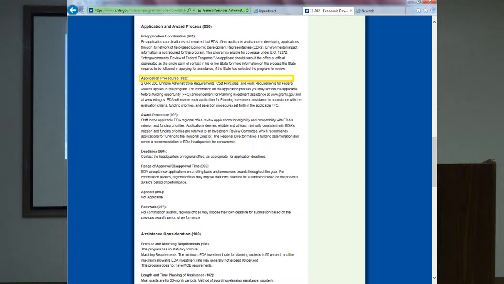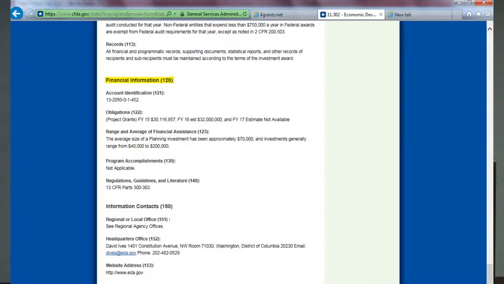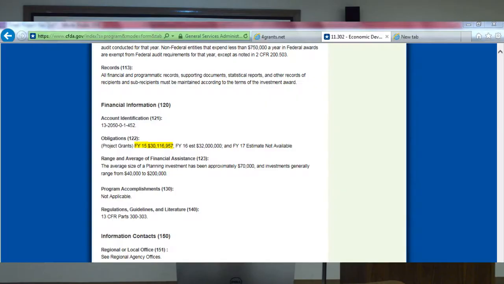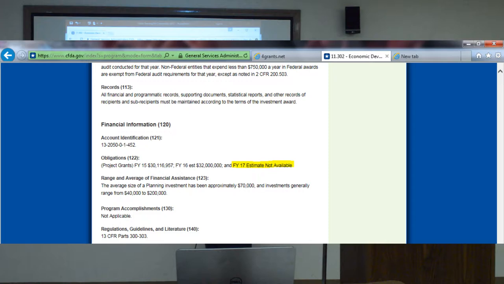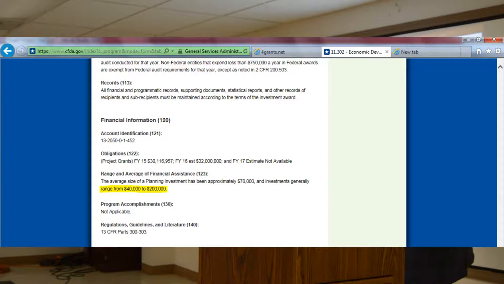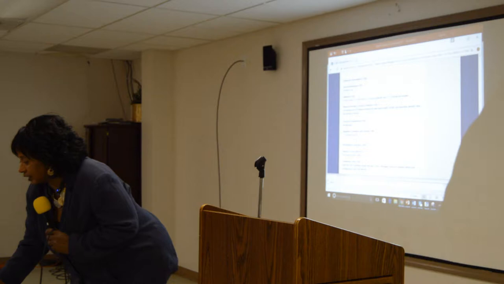What I'm really looking for is the financial information. So this is how much money is available for this: $30 million for 2015. 2016, it was $32 million, and they have not said what is available for this year yet. The average size of this grant is $70,000, and the investments outside of the grant usually range from $40,000 to $200,000 for this particular grant. But you can find all of this information in that section, where you cannot find this in other places.